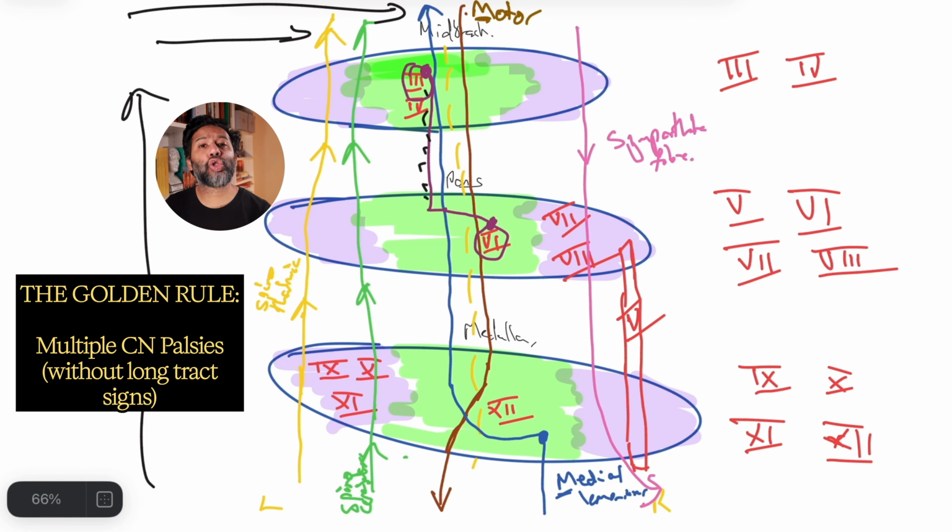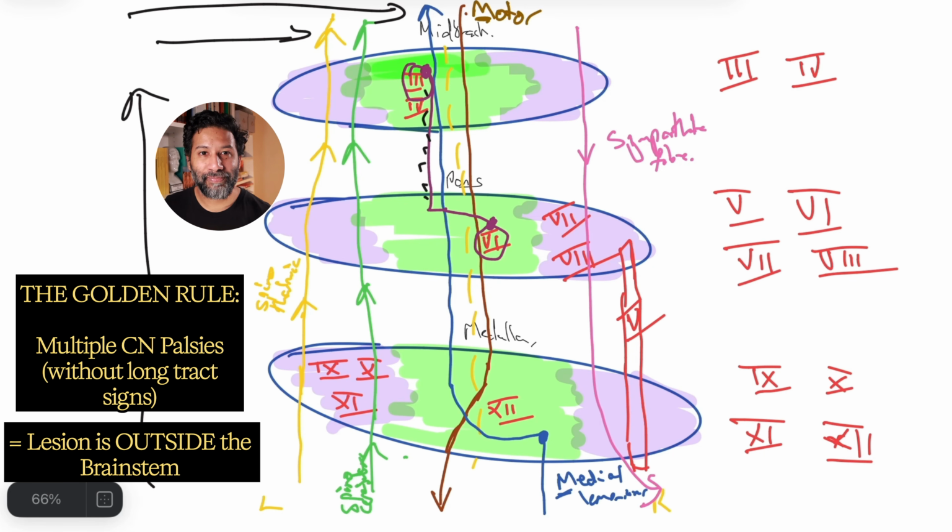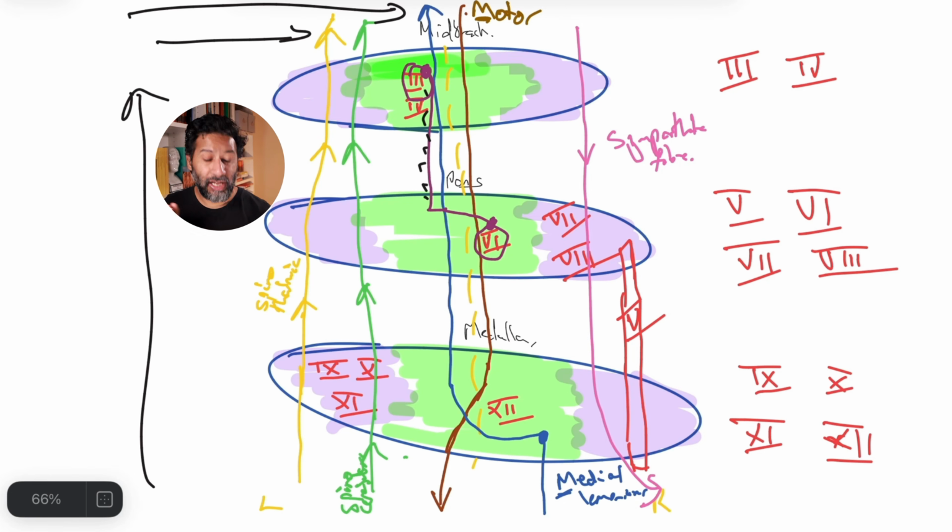Now, here's a very important golden rule. If you have multiple cranial nerve palsies, you have a third, you have a fourth, you have a sixth, and you've got no long tract signs or no tracts that are involved, so no motor tracts, spinothalamic tracts, no proprioception, no sympathetic, nothing, they're just cranial nerve nuclei, the lesion is outside of the brainstem. Okay, very important, because look how many tracts are running in what is essentially a tiny 50-cent piece. And so if you were to have multiple cranial nerve palsies, you would expect to see some of these other tracts involved. So if you don't, then the lesion is outside of the brainstem.